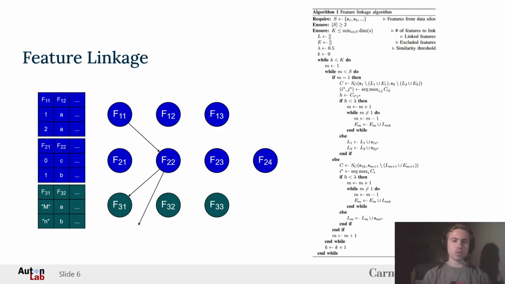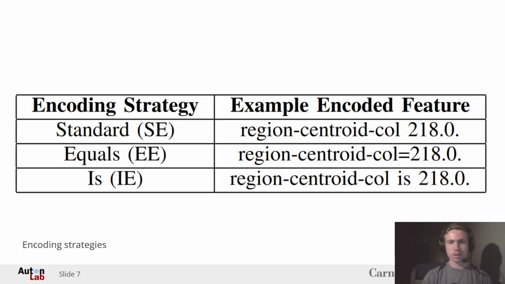So in order to reduce the number of comparisons we need to make, we first identify a similar pair in the first two data sets, and then we just use that individual pair to compare against the rest of the features instead of comparing all of the features in one silo to all the features in all the other silos at once. It's a lot of computation, and this just helps to speed up the feature linkage algorithm greatly.